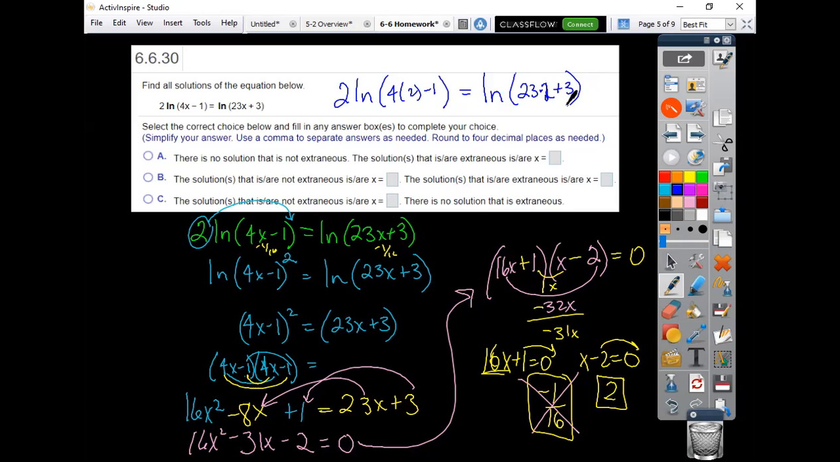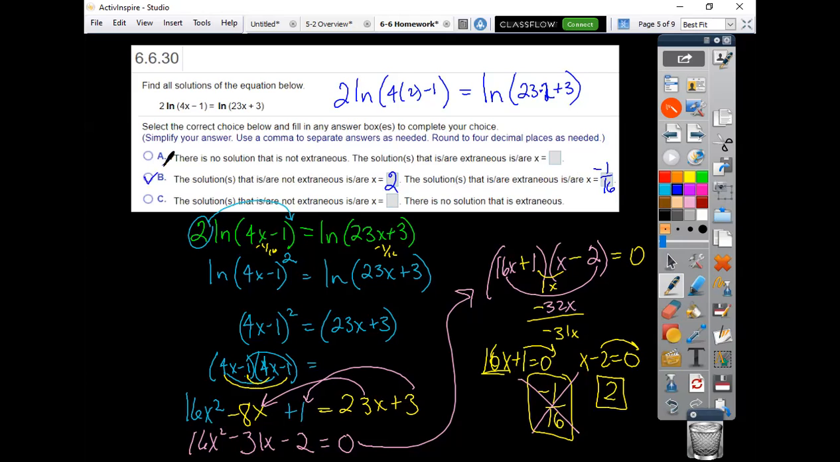So yeah, the 2 is my solution. The solution that is not extraneous would be the 2. That's the one that worked. And the solution that is extraneous was the negative 1/16 right there. So I never did show you the one little trick. That's the solution to the problem.